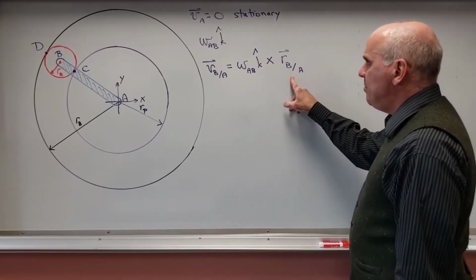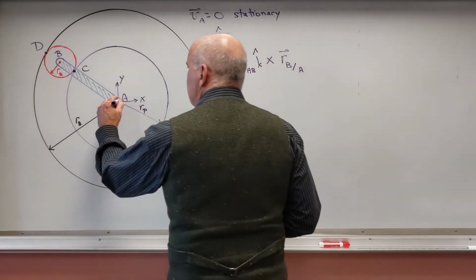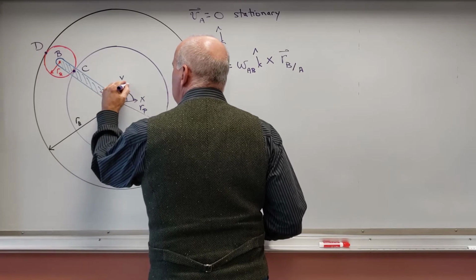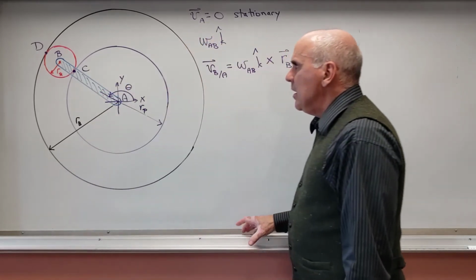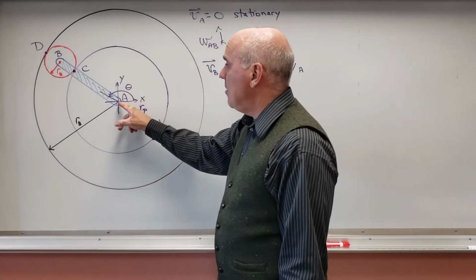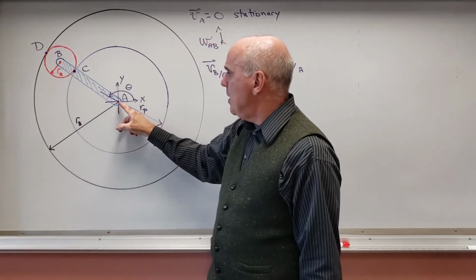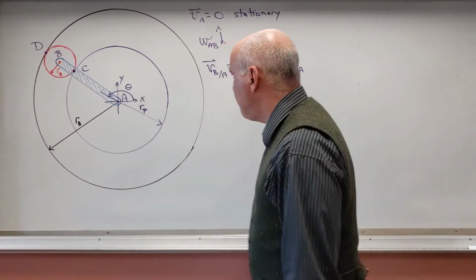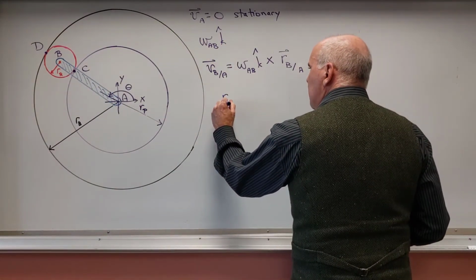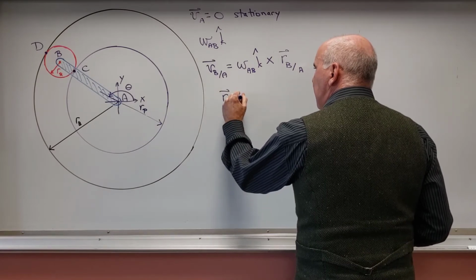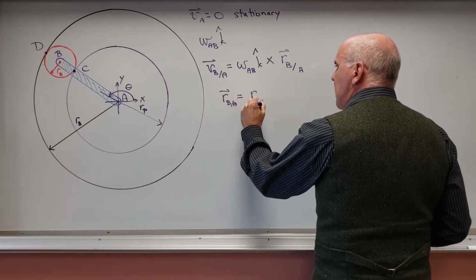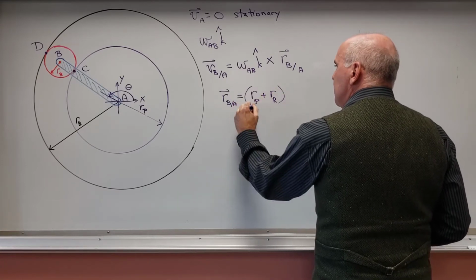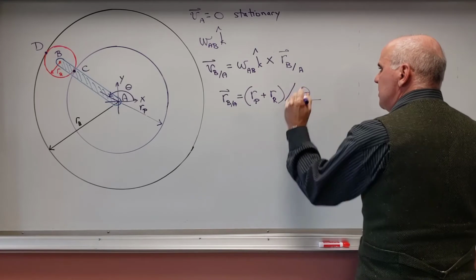And so the position of B with respect to A is going to be determined by some angle in here, which I'm going to call theta. And then the length, how far is it from A to B? Well, the length from A to B is the radius of the purple plus the radius of the red, right? That's the distance. So R of B with respect to A, if I write that in polar form, is the radius of purple plus the radius of red, all at some angle theta.